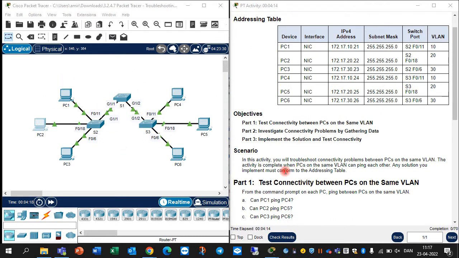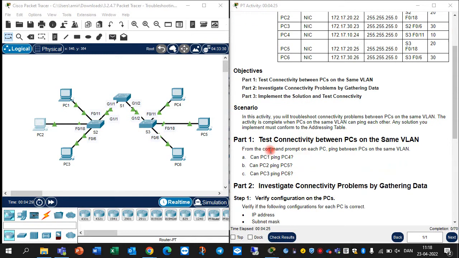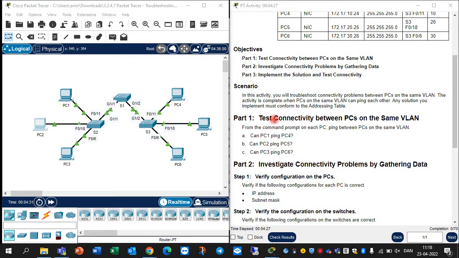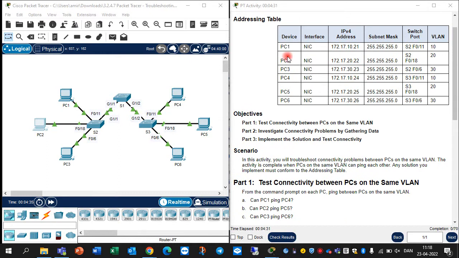topology here. The objectives are to test connectivity between PCs and investigate the connectivity problem by gathering data, and in part 3, implement the solution and test connectivity. In part 1 you should test connectivity between PCs on the same VLAN. You can see PC1 and PC4 are in the same VLAN.